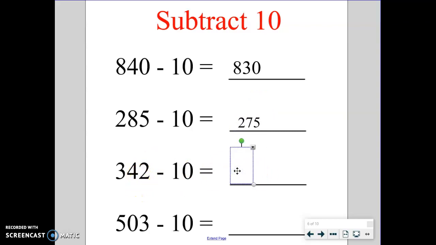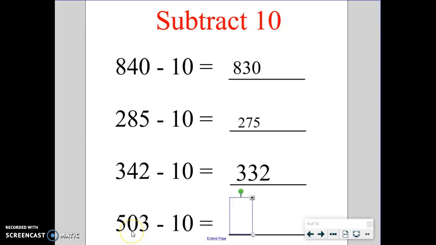I have 342, and I have to take away 10, so I still have my 300. I'm going to take away 1 from my 4. I know 4 minus 1 is 3, and then I still have my 2 ones, so 332.